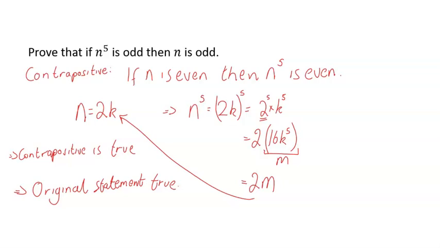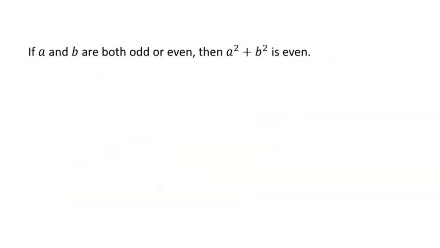So I've used the contrapositive, the logic that follows through, I have proven what I originally wanted to prove by looking at it from that perspective. This one here, the statement says, if a and b are both odd or even, then a squared plus b squared is even. Again, usual drill with a contrapositive proof. We have to build up the contrapositive statement.